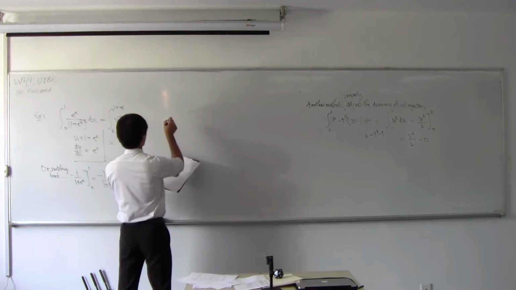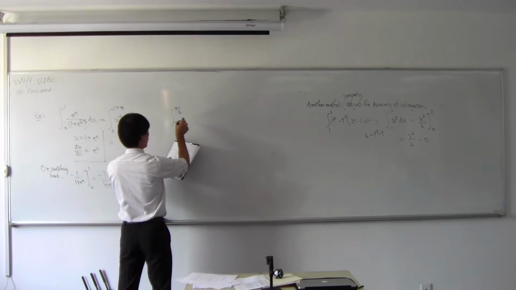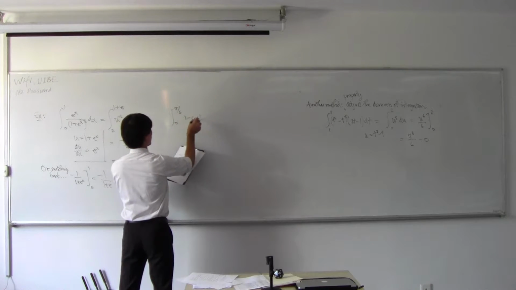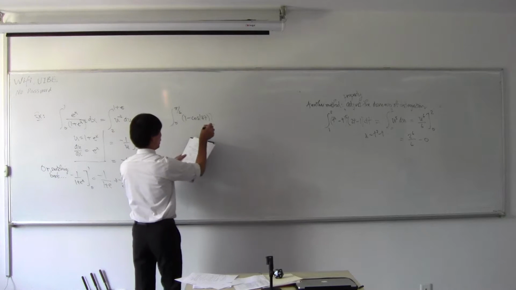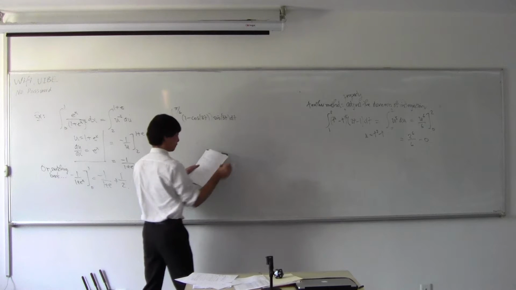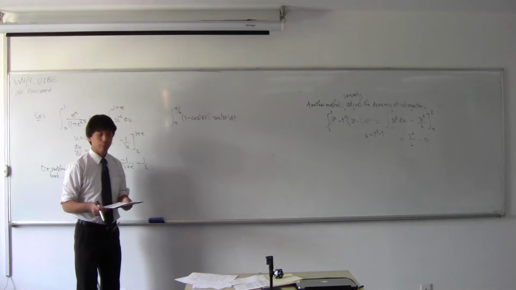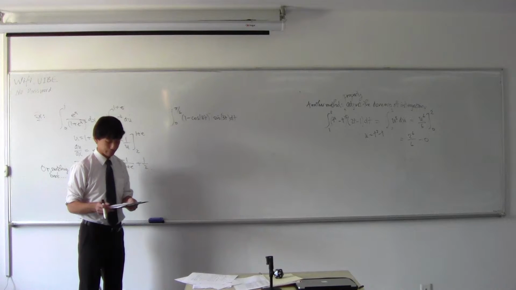Okay. So here, let me ask you to do one as practice. The integral of 1 minus cosine 3t times sine 3t dt. Okay. So take 1 minute and do it.